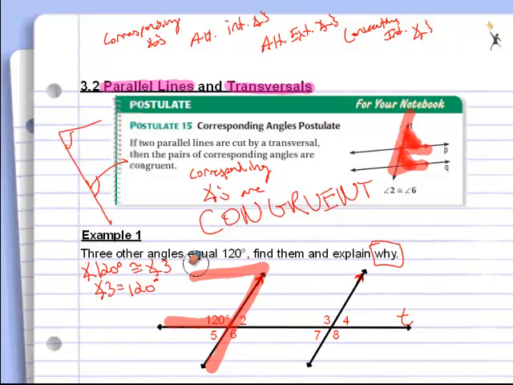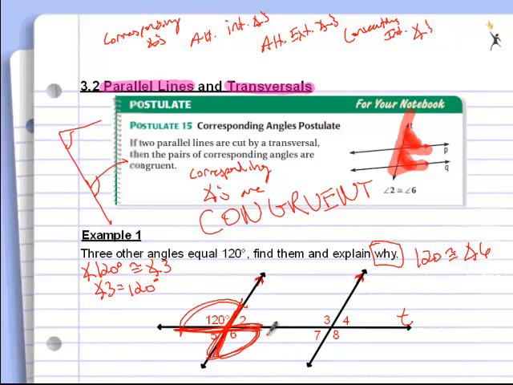But there is something else that you learned in Chapter 2. And it deals with this here. If this angle is 120, what do you know about angle 6? They're congruent. But why? They are congruent because they are vertical angles. And vertical angles are congruent.